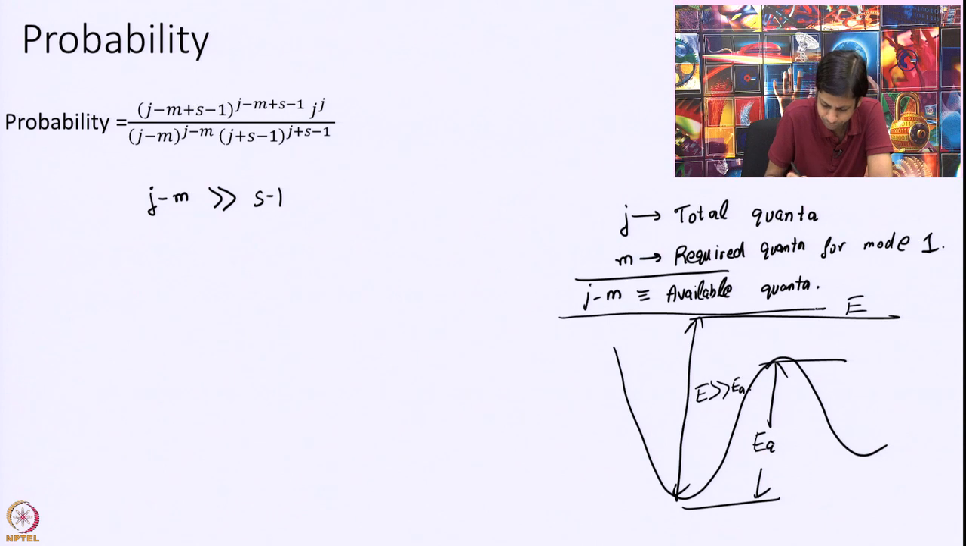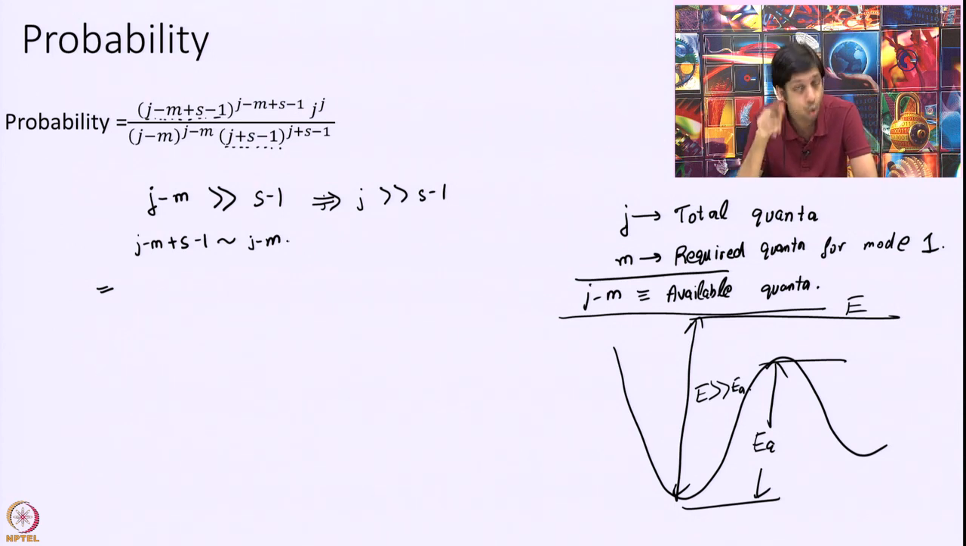Under that approximation, if this is true, I can also assume j is much, much greater than s minus 1 as well. Right? If this is true, this is of course true. m is, remember, positive. So, what I am going to do, these are some slightly, you have to be careful when you make these approximations. Only in the base here, I will make the approximation. So, I will assume j minus m plus s minus 1 is approximately j minus m. s minus 1 is negligible, but only in the base. Remember, when you take powers, you still have a much larger effect of the errors. So, we do not make this approximation in the power, but only in the base.